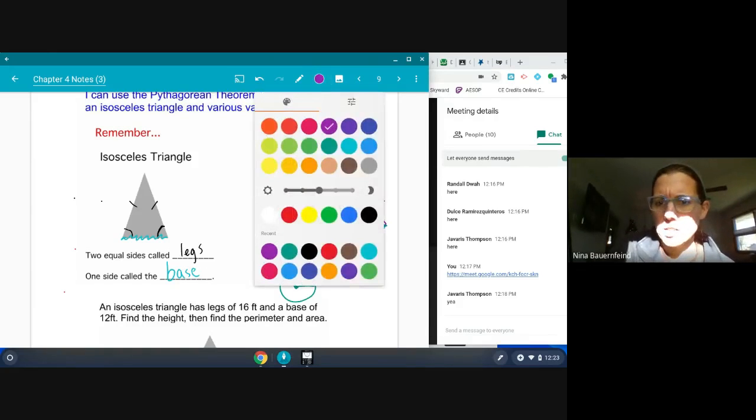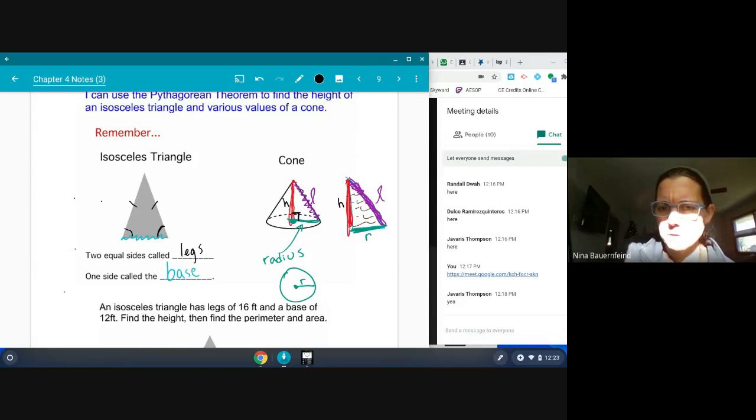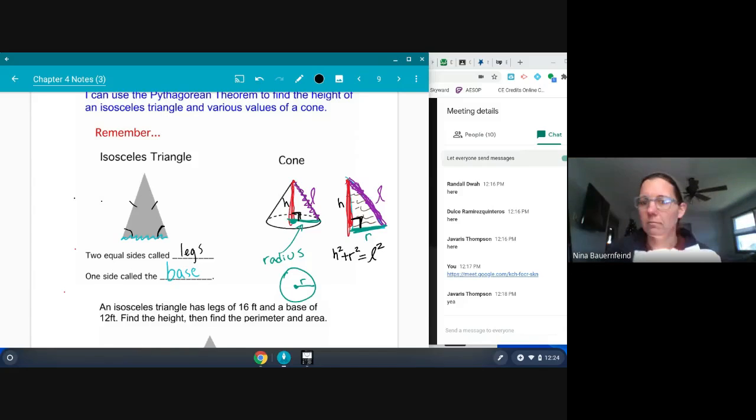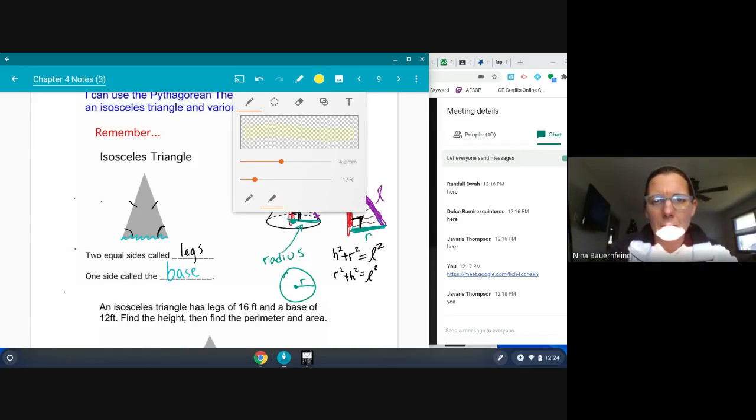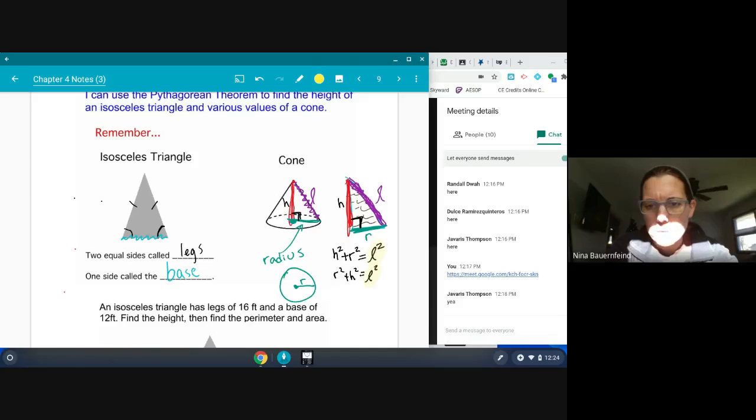Now, here's the interesting thing. This makes a 90-degree angle. So really what we have right here is a right triangle. So what ends up happening is you get h squared plus r squared equals slant height squared. That's the Pythagorean theorem, just different letters. So you can use the Pythagorean theorem on a cone. It's just the letters are different. You could also do r squared plus h squared equals l squared. Doesn't matter. But the big thing is that this needs to be by itself. Okay, the hypotenuse needs to be by itself.